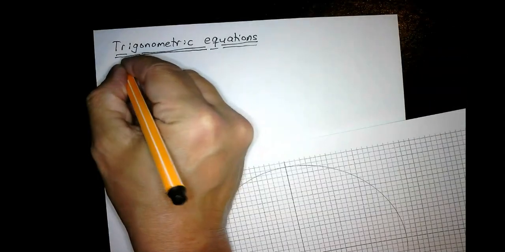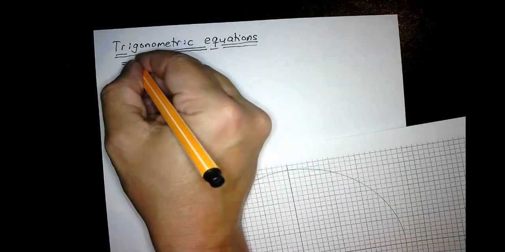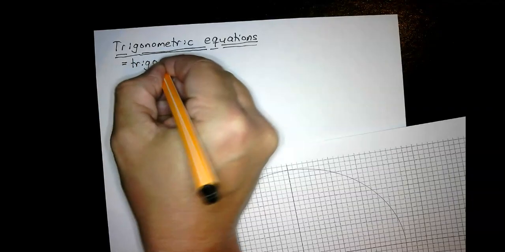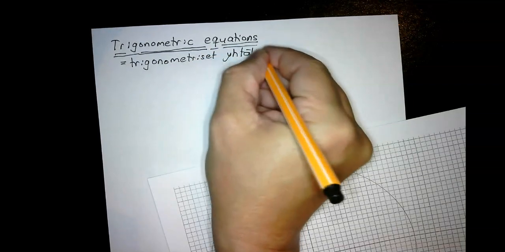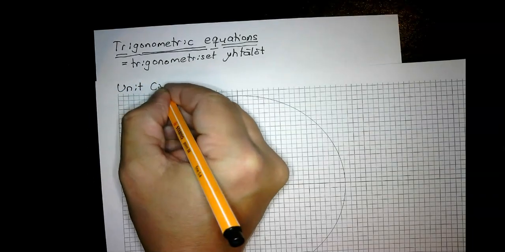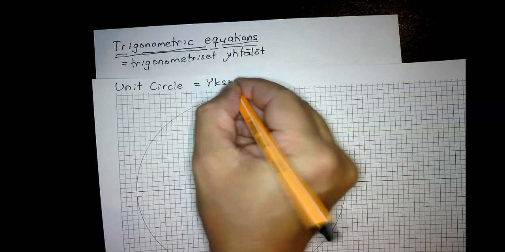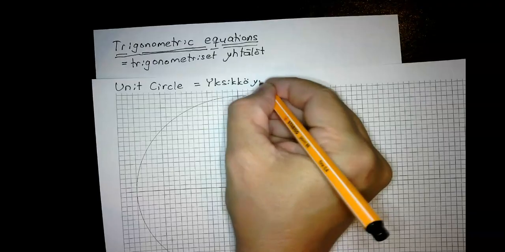So let's write what this is in Finnish. This is almost the same. Trigonometriset yhtälöt. Yhtälö is same as equation. And we will take a unit circle first. In Finnish it is yksikkö ympyrä.